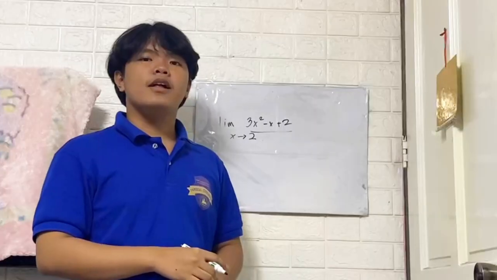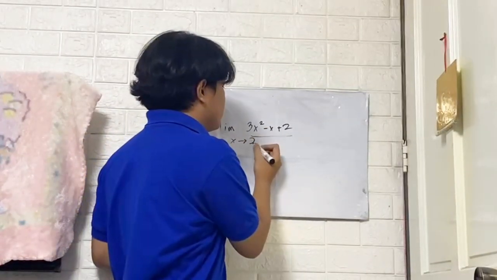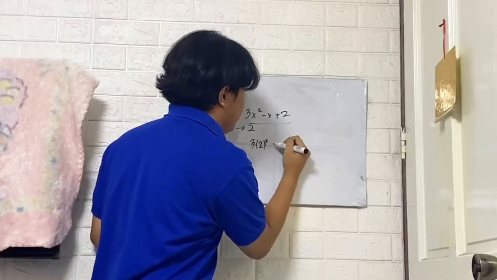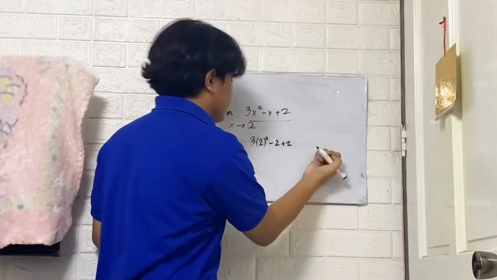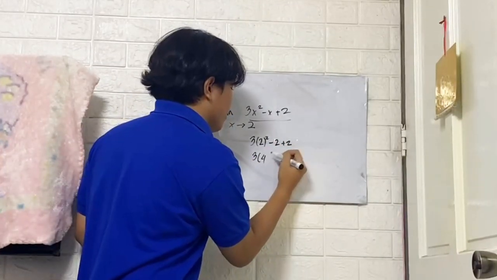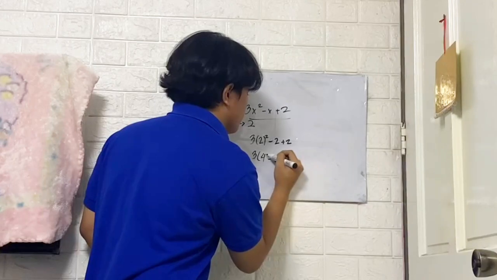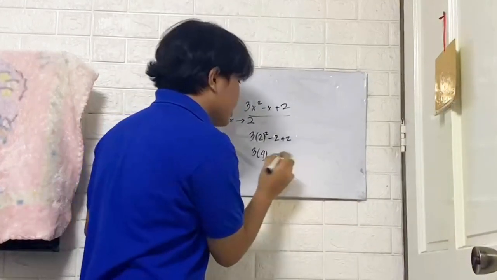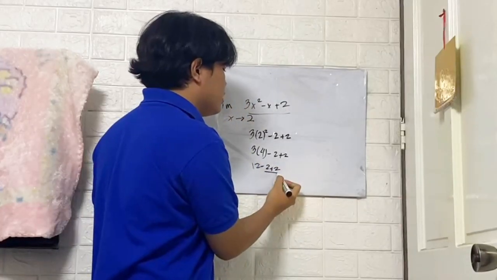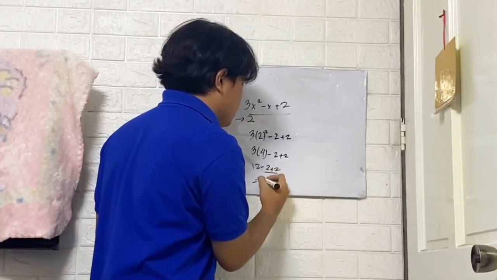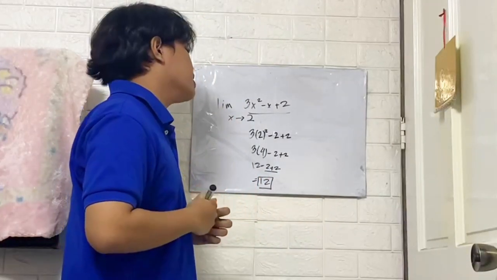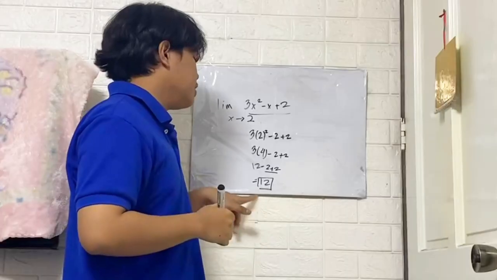Now our first step is to substitute all of the x with 2. So we will just use 3 times 2 squared minus 2 plus 2. And we simplify this more and it will become 3 times 4 minus 2 plus 2. And 3 times 4 is 12 minus 2 plus 2. Now these two will just end up in 0, so our final answer will become 12. So the limit of 3x squared minus x plus 2 as x approaches 2 is equal to 12.